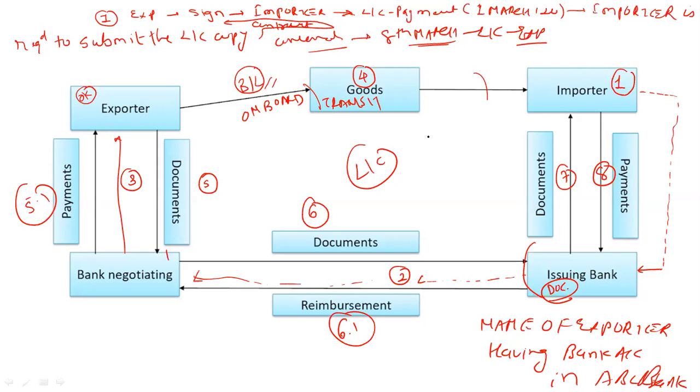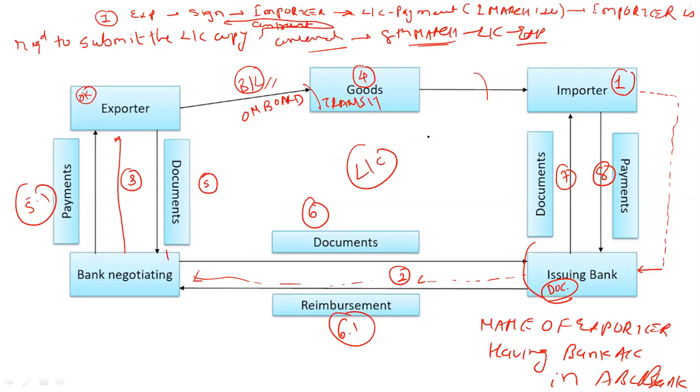Once he completes everything, he ships the goods. Once he ships the goods, he receives all the documents, and once he submits all the documents to the negotiating bank, after verifying the documents and fulfilling the conditions mentioned in the LC, it releases the payment. Now all the documents are with the negotiating bank. The negotiating bank will transfer these documents to the issuing bank. The issuing bank will verify everything and reimburse the payment.